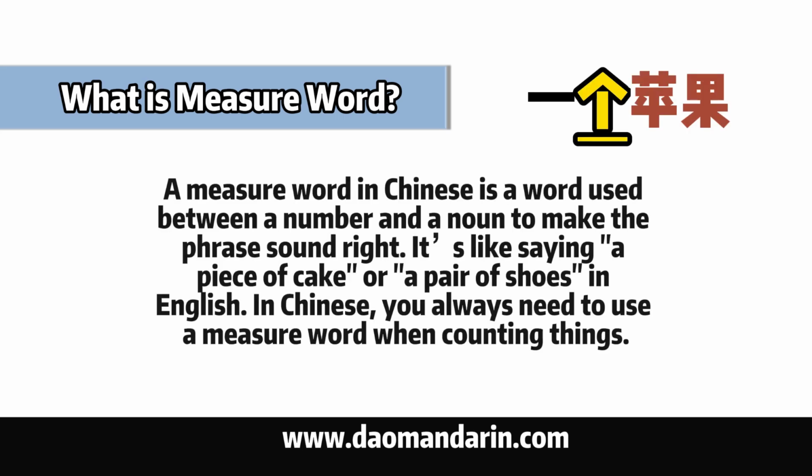A measuring word in Chinese is a word used between a number and a noun to make the phrase sound right. It's like saying a piece of cake or a pair of shoes in English. In Chinese, you always need to use a measuring word when counting things.